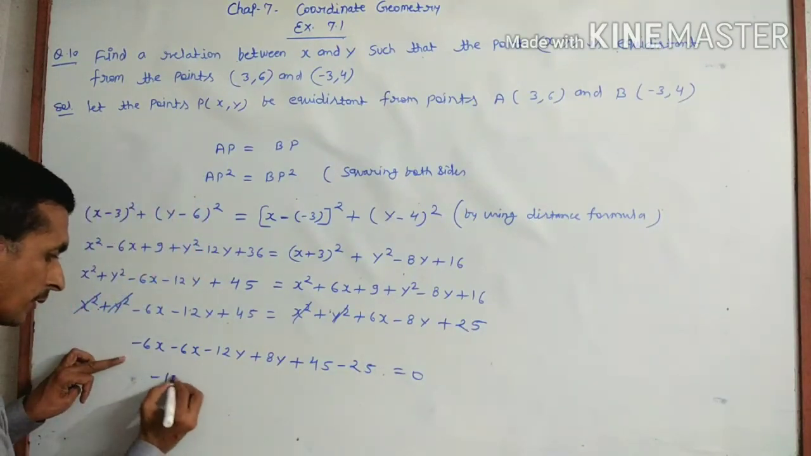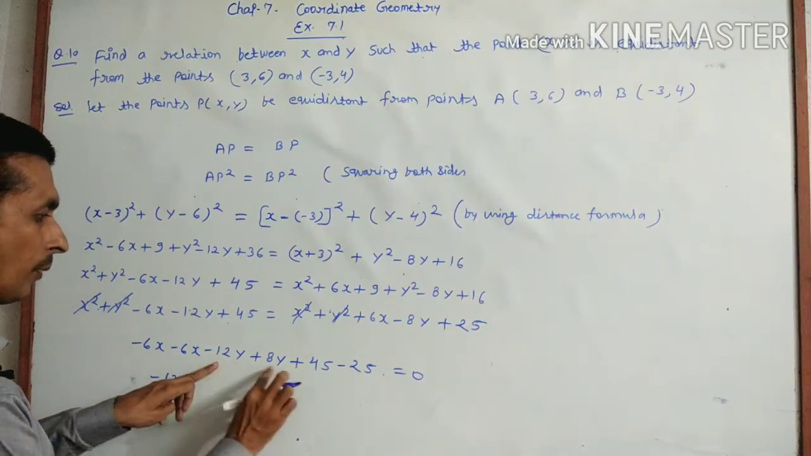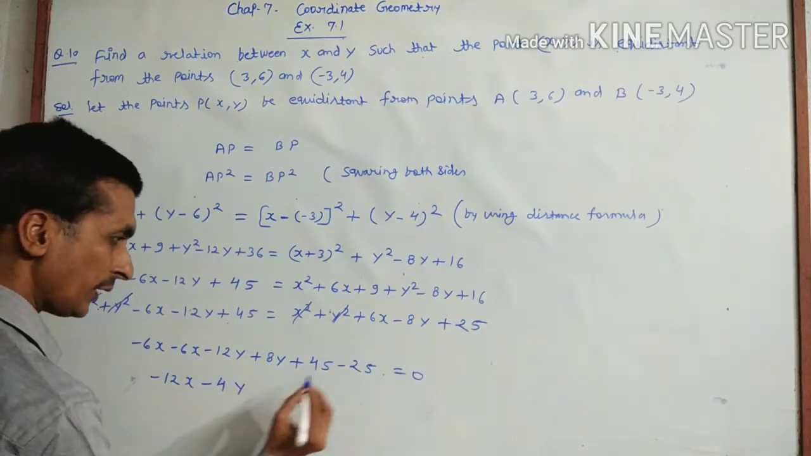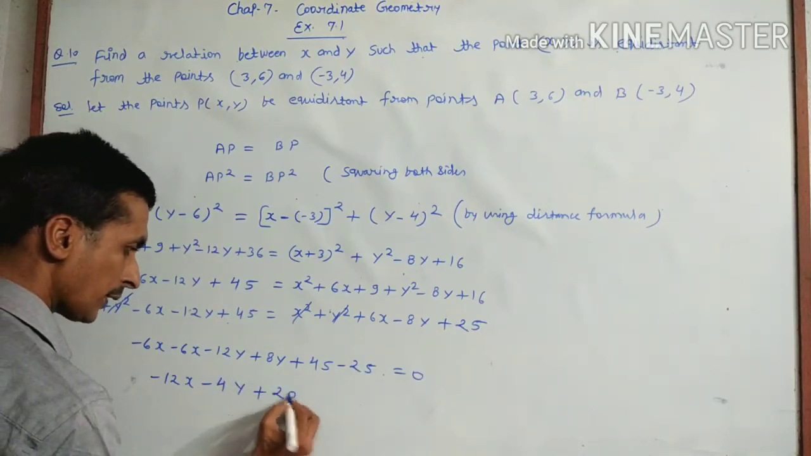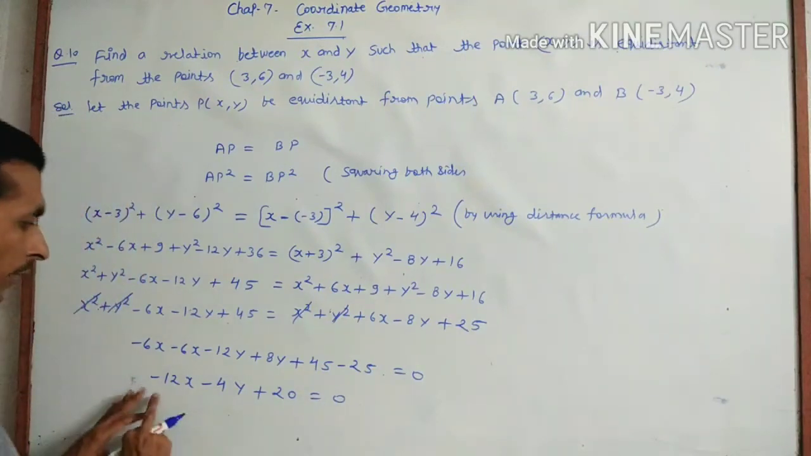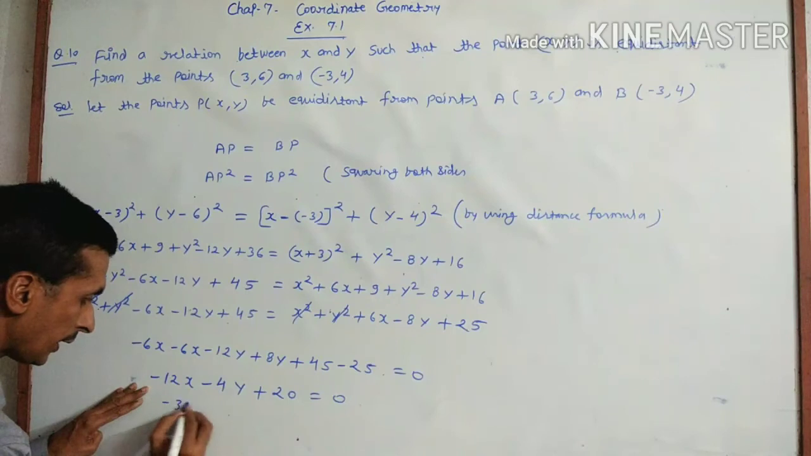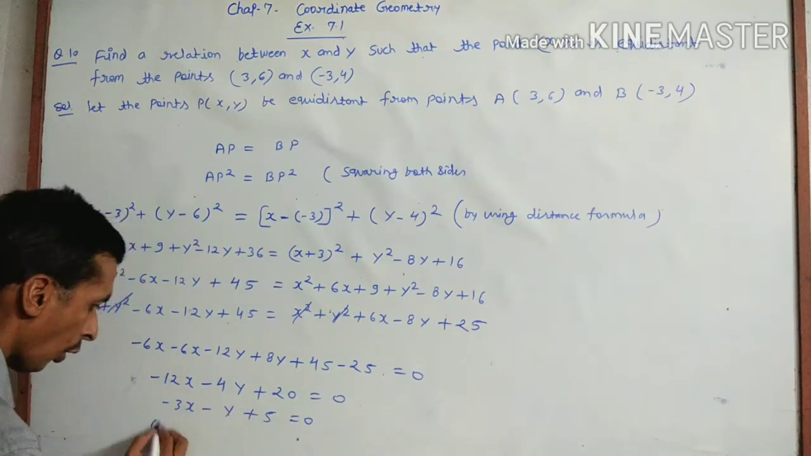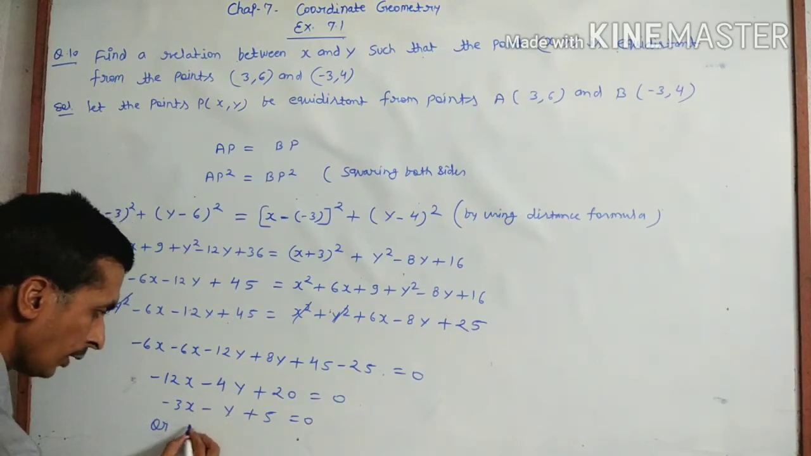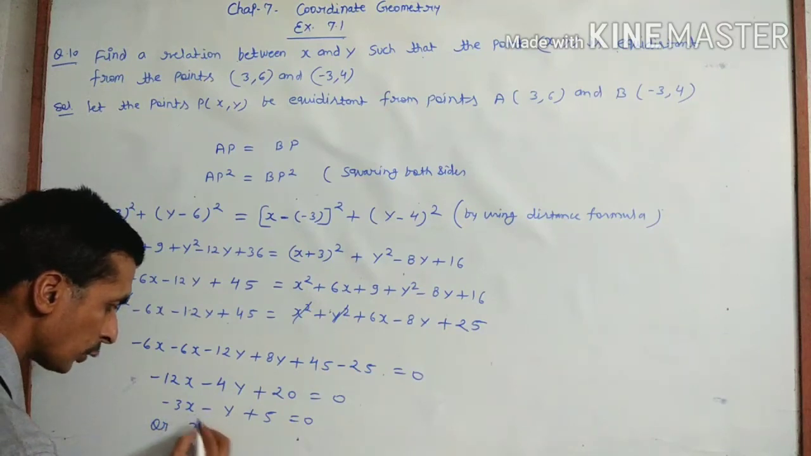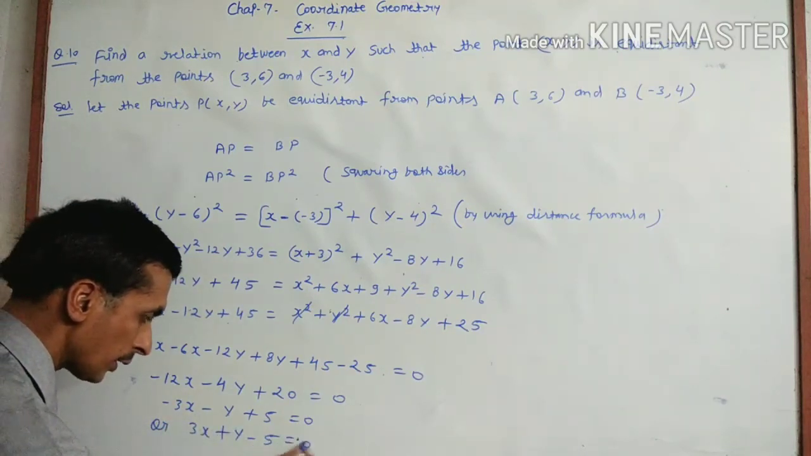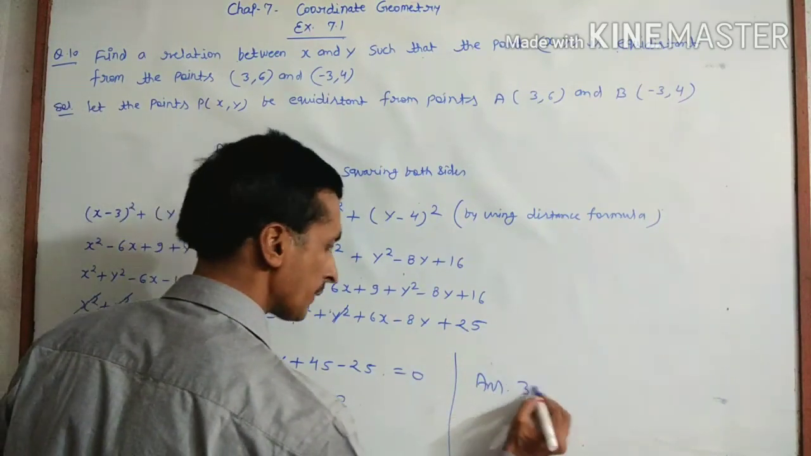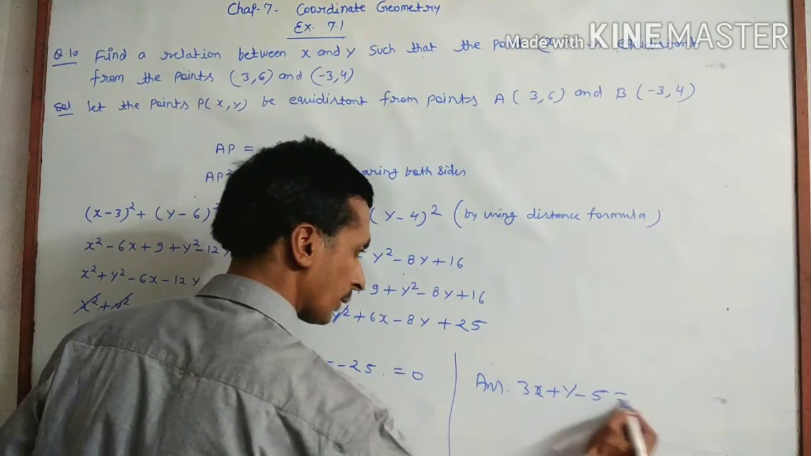So minus 6x minus 6x is minus 12x, and minus 12y plus 8y is minus 4y. And 45 minus 25 is plus 20, equal to 0. This equation is divisible by 4. Divide by 4, so minus 3x minus y plus 5 equal to 0. Or you can write, multiplying by the negative sign, 3x plus y minus 5 equal to 0. This is your relation. So your answer is 3x plus y minus 5 equal to 0.